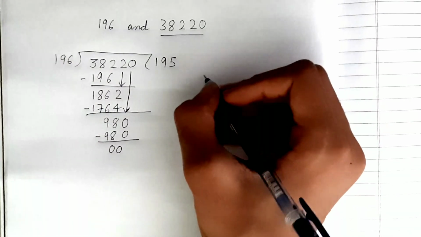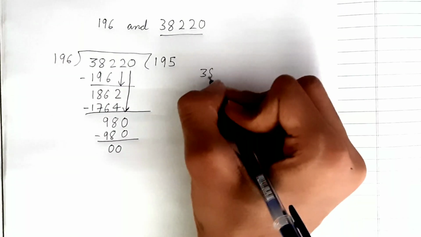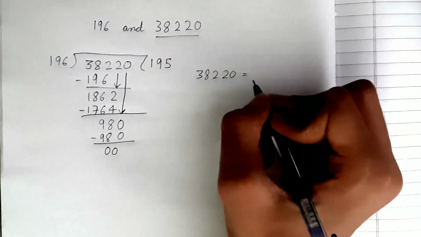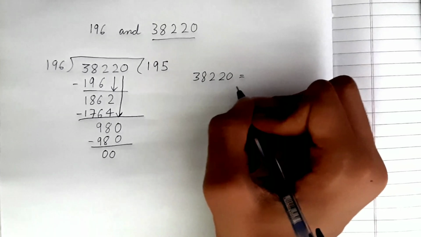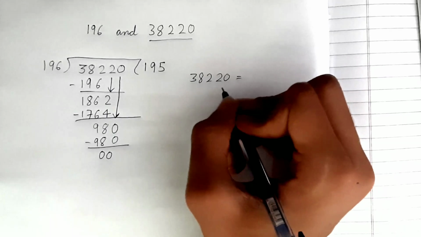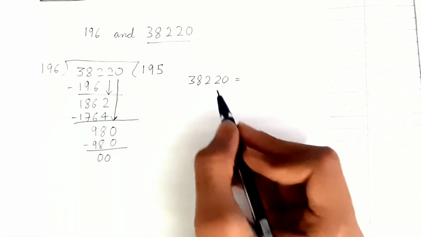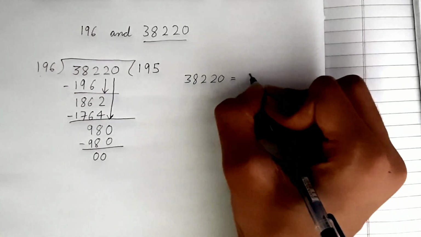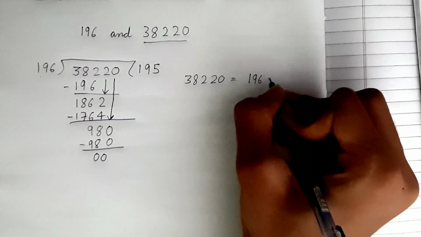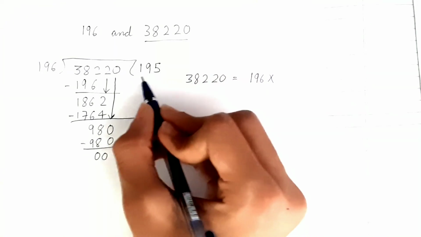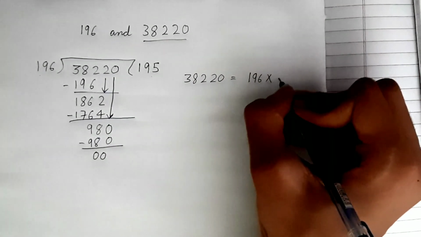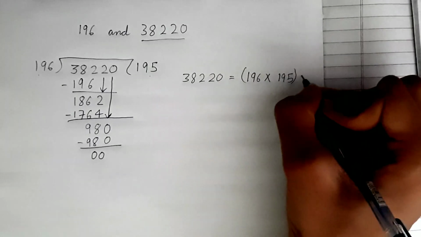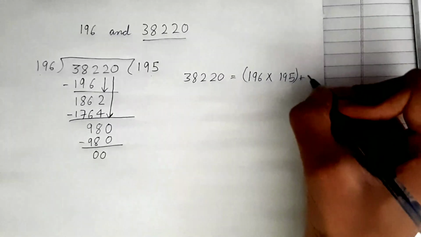Now we'll note down this step. So we have 38,220 equals, that means dividend is equal to divisor into quotient. Over here our divisor is 196, so dividend equals divisor into quotient, that is 196 into 195. As 195 is the quotient, we'll write 195 and then we'll add 0 to it. 0 is the remainder.